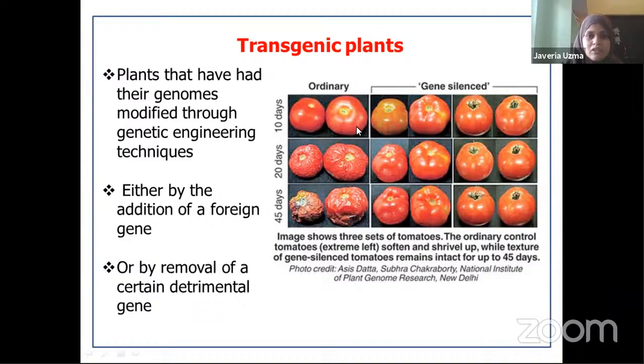So to increase the shelf life of this tomato plant, we can modify its genome such that the shelf life of this tomato increases, such that there will be less loss of this crop, and in turn most of the productivity will be useful for serving as a food. So for increasing this shelf life, we are modifying the genome of tomato plant by genetic engineering techniques.